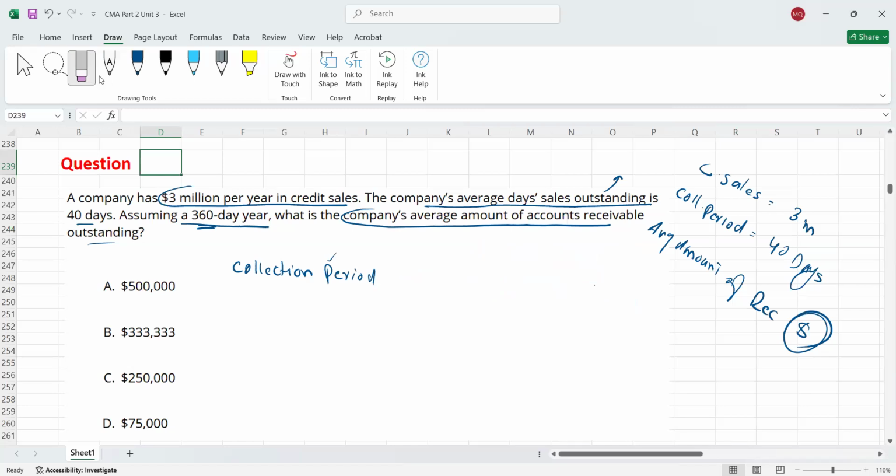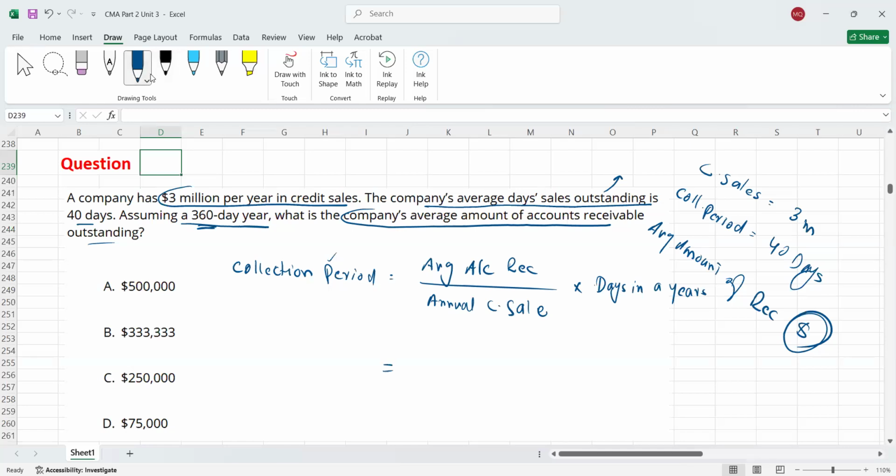I told you the alternative way also. Now I'm directly writing it here. The formula for the collection period was average account receivables divided by annual credit sales, or net credit sales, multiplied by the number of days in a year. Yes, this formula can work. The reason: days in a year is given.